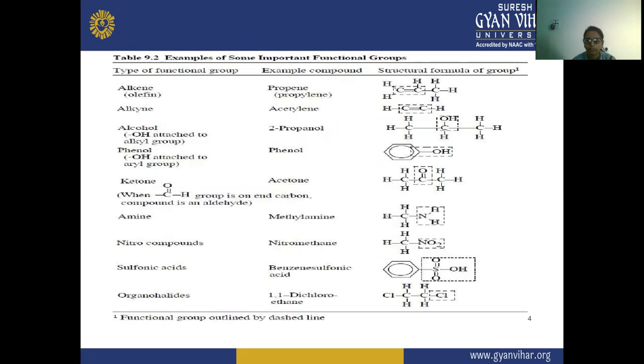Like alkene, which has a double bond; alkyne, which has a triple bond; alcohol, which has the OH group; ketone, which has C double bond O; amine, which has NH2; nitro, which has NO2; sulfonic, which has SO3H; and organohalides, which have halides with them.